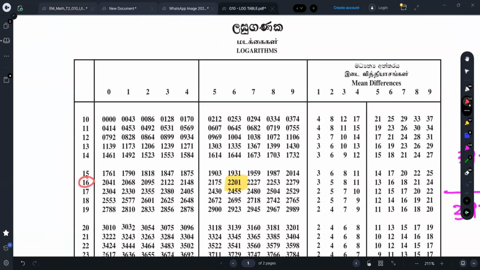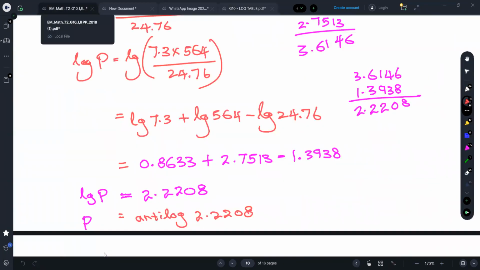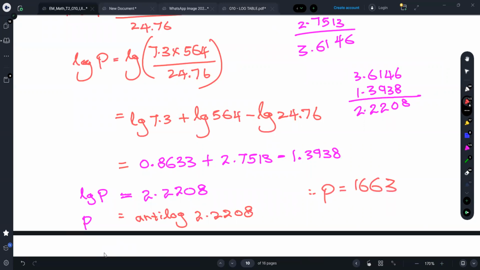In 16.6, but 22.08 we need. Here we get 6, 20.09 we can take. Then the answer is 16.63. 16.63. And here the value is 2. Then we should mark the decimal point here. We should leave 3 digits before the decimal point.